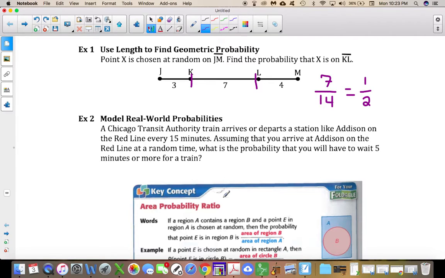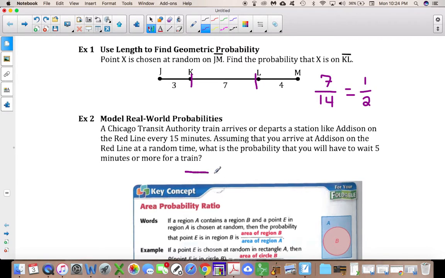How does this work? Where does this apply to real life? So example 2 is a more real life scenario. A Chicago Transit Authority train arrives or departs on a station like Addison on the red line every 15 minutes. Assume that you arrive at Addison on the red line at a random time. What is the probability that you will have to wait 5 minutes or more for a train?